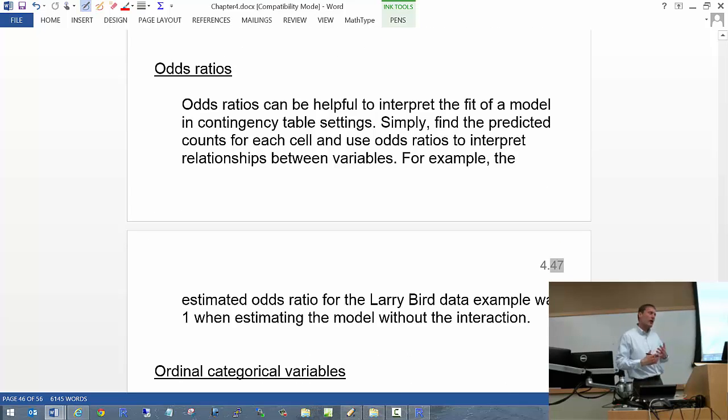Now, since we are talking about contingency tables here, as you might expect, odds ratios can be very useful. So this is the one place where odds ratios for a Poisson regression model can be very useful. So what do I mean? Well, estimate a model, get the estimated mean counts out. Use those mean counts to form odds ratios to interpret the model's fit.